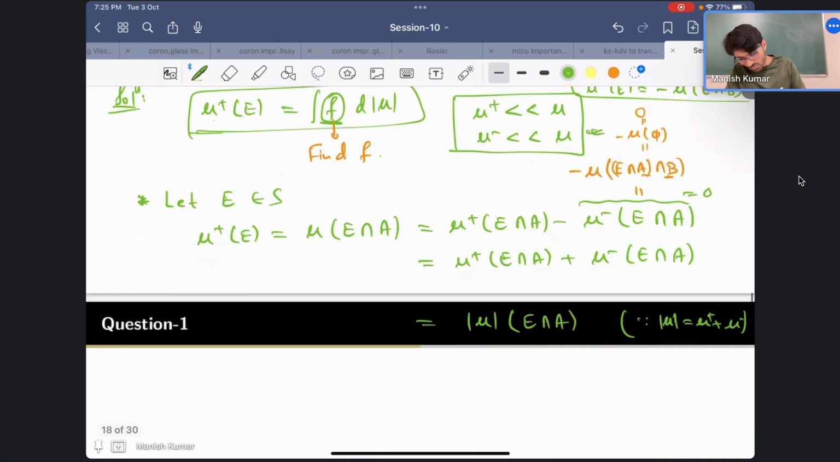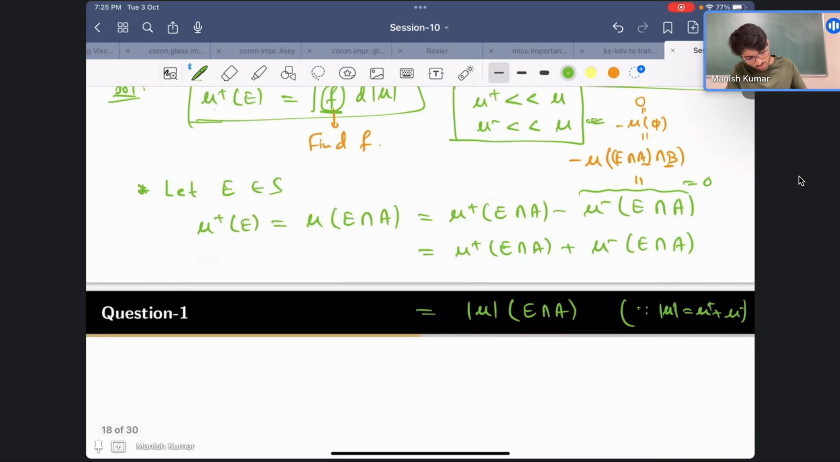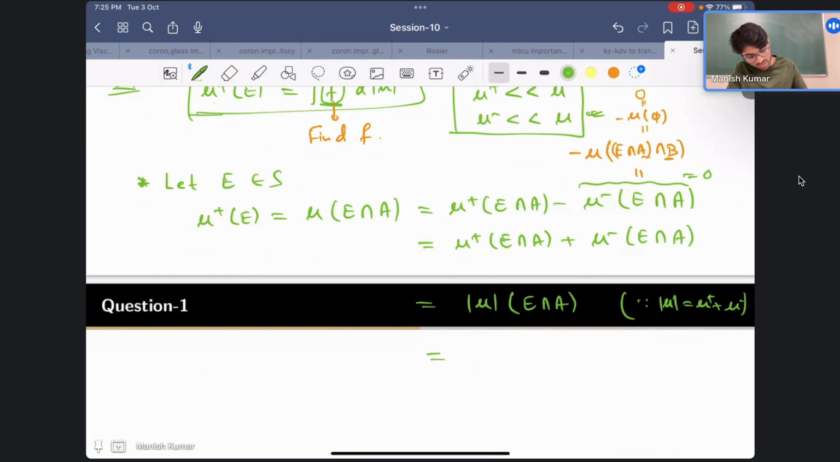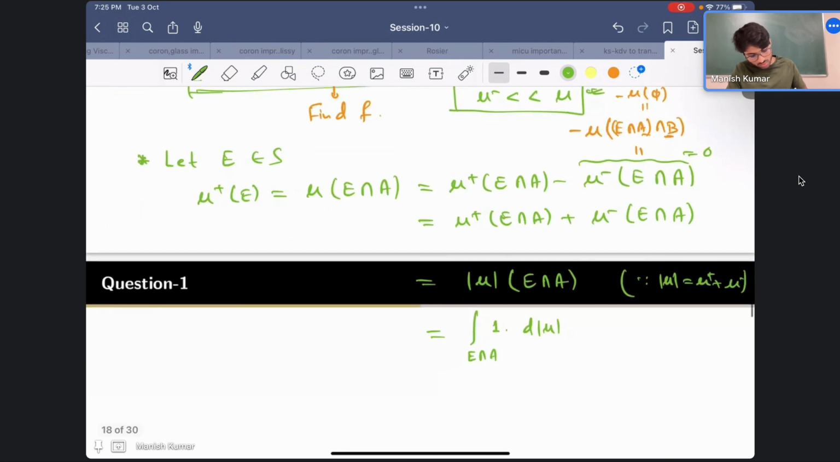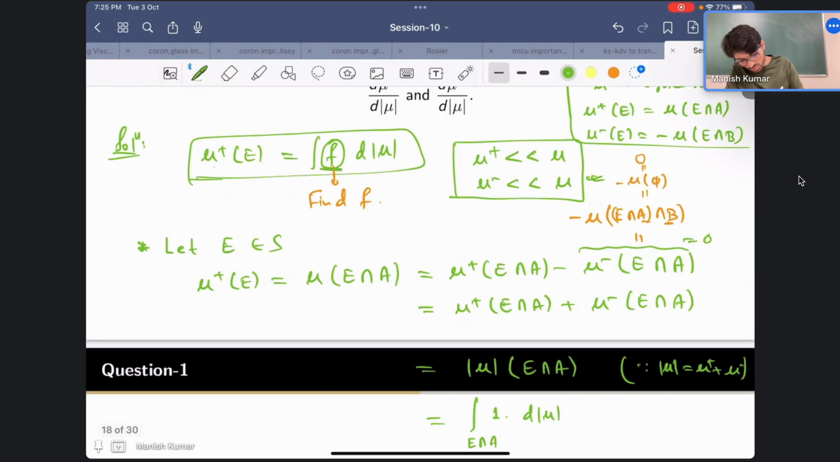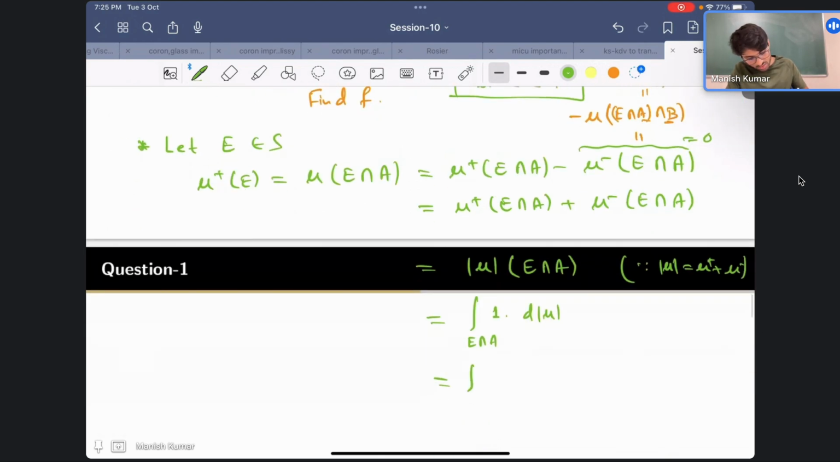Now this mod mu of E intersection A is nothing but the integration of 1 over E intersection A with respect to d of mod mu. Now you see what we wanted here. I have not mentioned it here, but E should be there. We are looking for the function f such that this thing happens. So you can rewrite this as the integral of chi of A over E, d of mod mu. You just try to check.